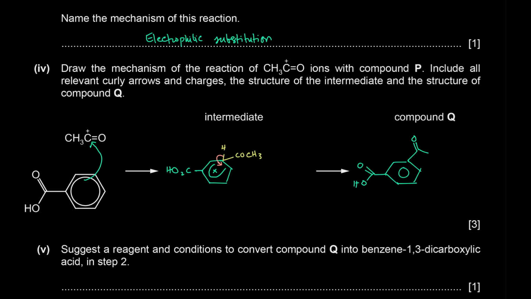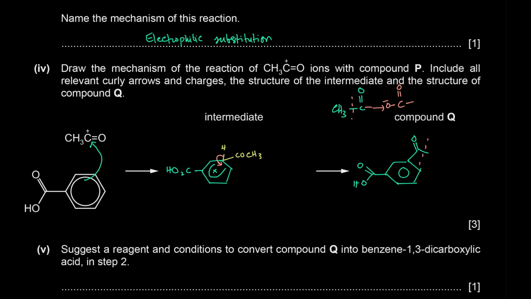In the next step, they're saying, suggest a reagent and conditions to convert compound Q into benzene 1,3-dicarboxylic acid in step 2. We have a methyl ketone here, and we want to break this CH3 off and convert this into a carboxylic acid. If you remember, we have a CH3CO group, and for this reaction what we use is alkaline aqueous iodine. We break this and we end up making this. So for that, we're going to use alkaline aqueous iodine.